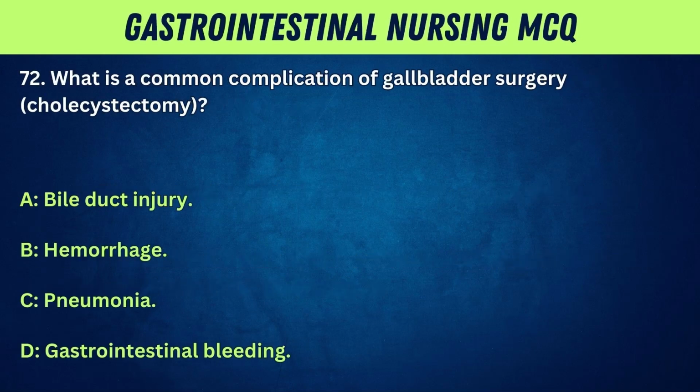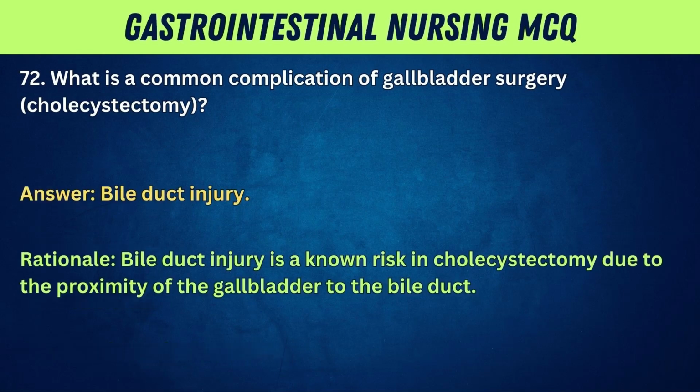72. What is a common complication of gallbladder surgery, cholecystectomy? A. Bile duct injury. B. Hemorrhage. C. Pneumonia. D. Gastrointestinal bleeding. Answer. Bile duct injury. Rationale. Bile duct injury is a known risk in cholecystectomy due to the proximity of the gallbladder to the bile duct.